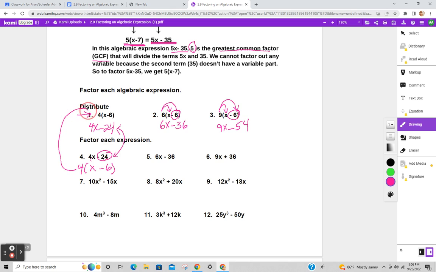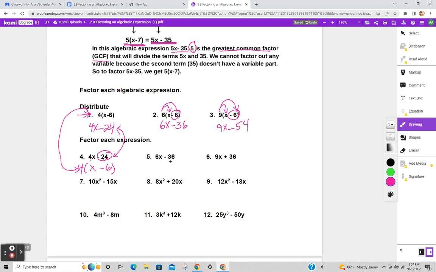We have this, which is what we started with here. So we have the factored form of this expression, 4x minus 24. This is the factored form. So factoring is actually the reverse of the distributive property. All right, let's go on to the next one.